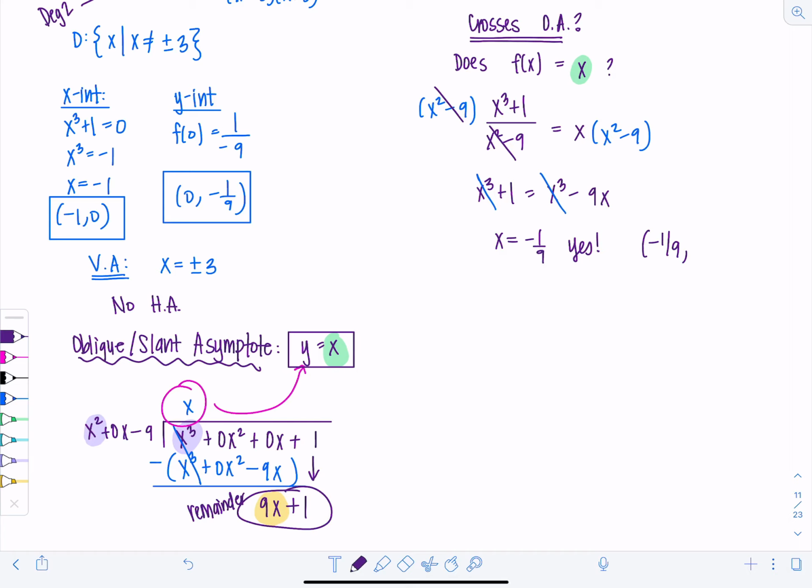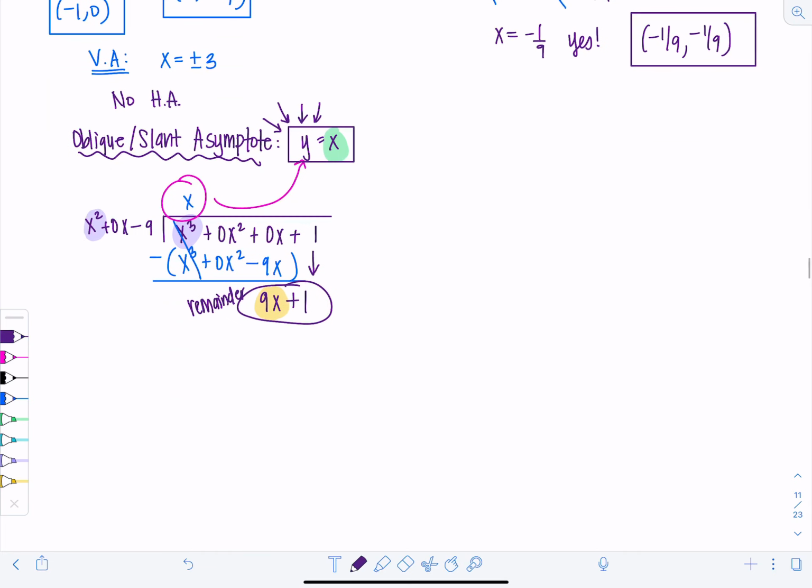At negative 1/9, what's the y coordinate? Well, y is equal to x on the slant asymptote or oblique asymptote. So at negative 1/9, negative 1/9 it crosses. Ooh, that's not what I expected. Okay, so there we go. Let's put it all together now, and we'll label everything carefully. There's going to be 3 pieces to the graph because we have 2 vertical asymptotes and that slant asymptote.